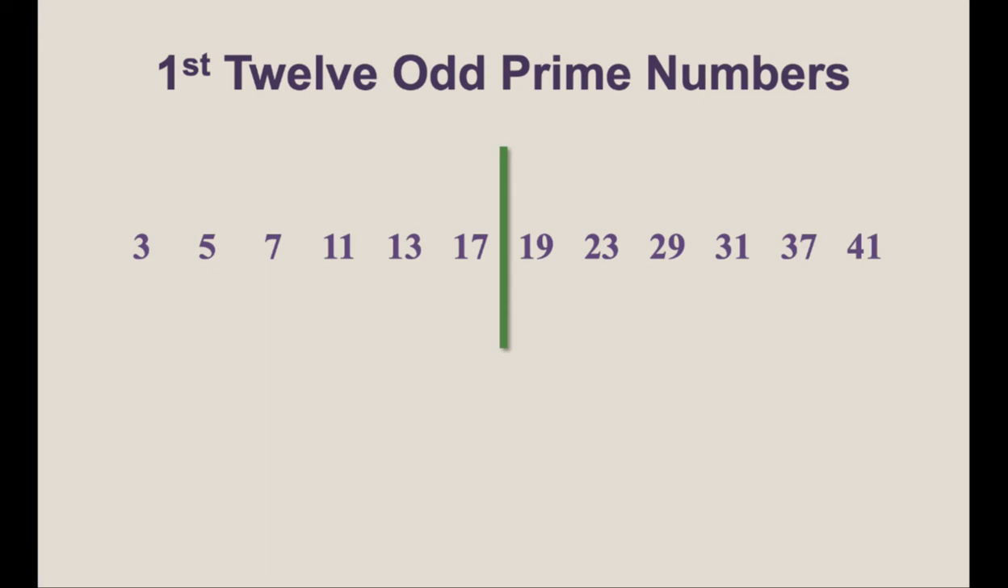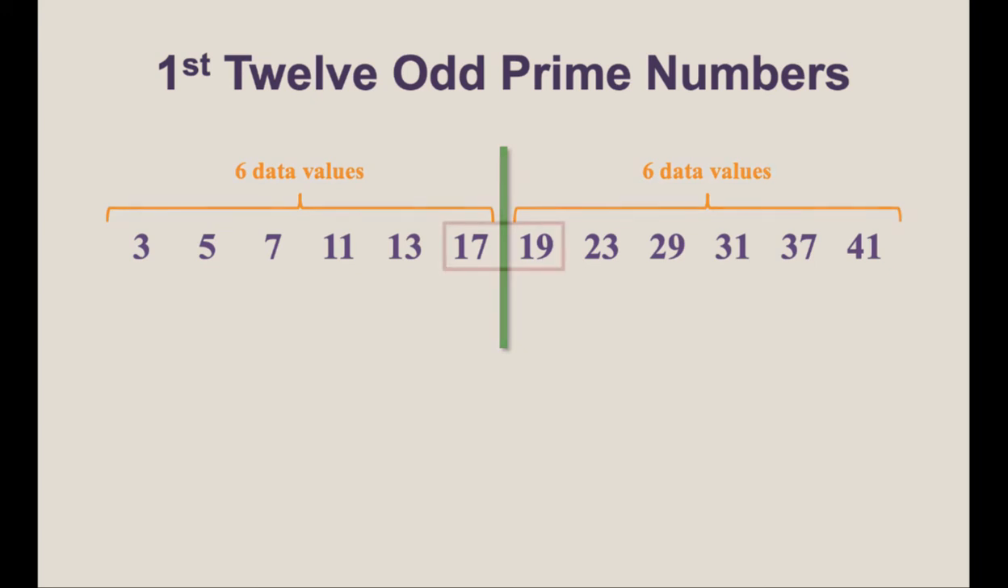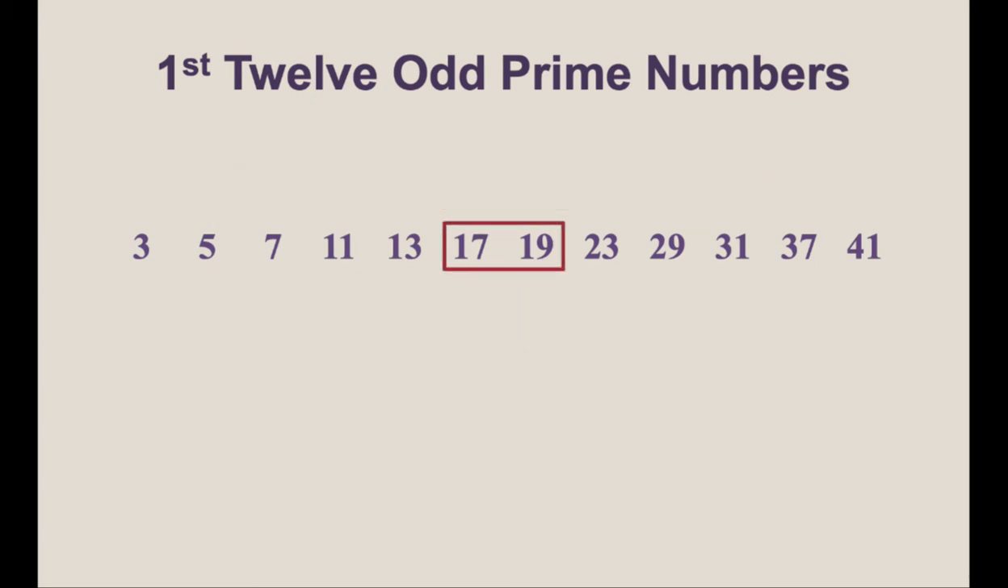We could divide the data in half here between 17 and 19, which would give 6 numbers below the breakpoint and 6 numbers above the breakpoint. However, there is no single number within the data set that would work. So what we do instead is to take the two middlemost values, 17 and 19 in this case, which ends up with 5 numbers below this pair and 5 numbers above this pair.